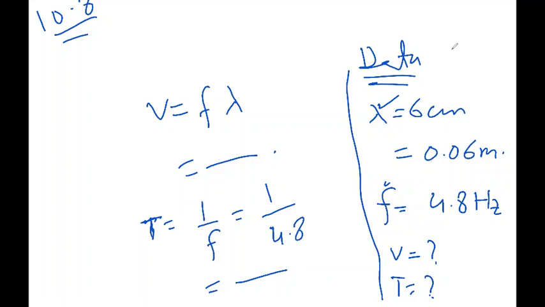Now numerical 10.9. A parallel tank is 80 centimeter across. A 500 hertz vibrator produces waves whose wavelength is 40 millimeter at one end. Find the time the waves need to cross the tank. We have to calculate total time. So first we will write the data.